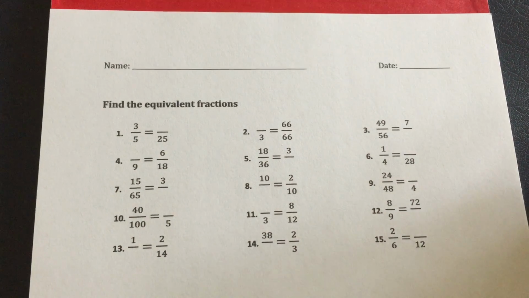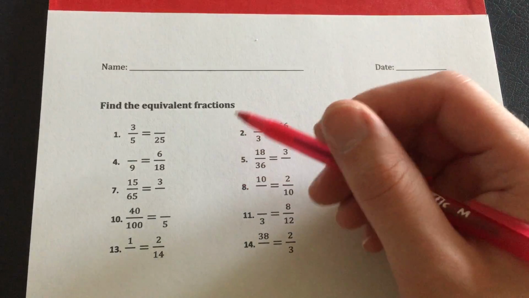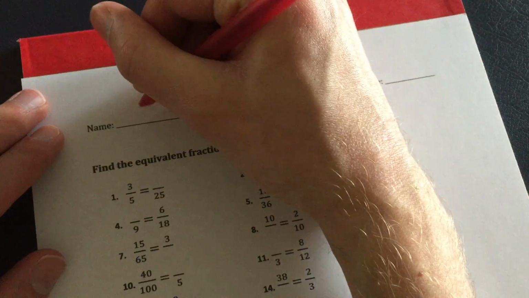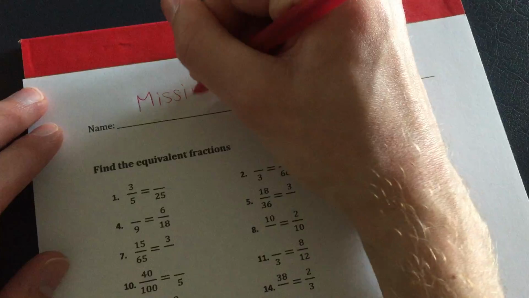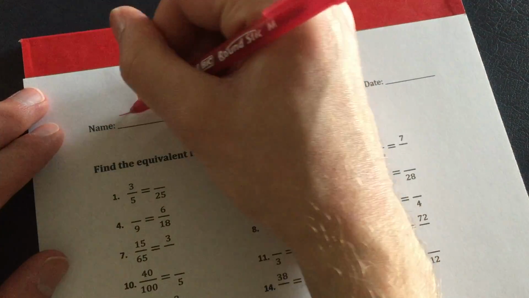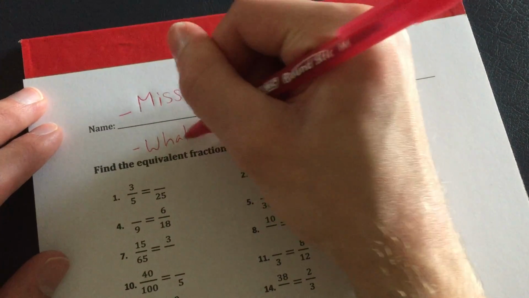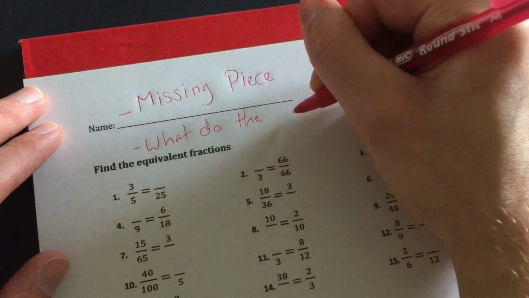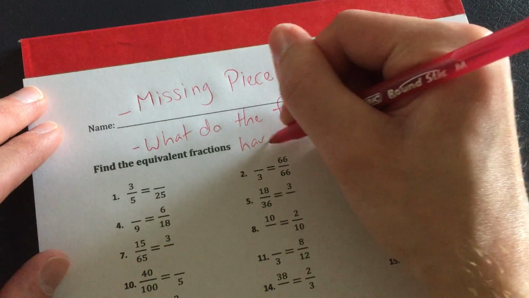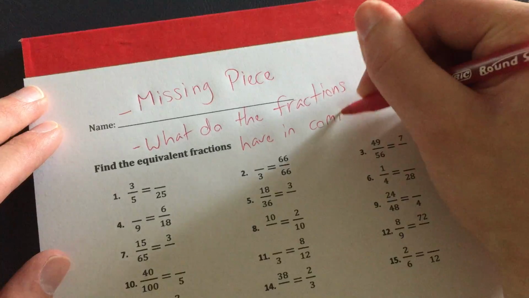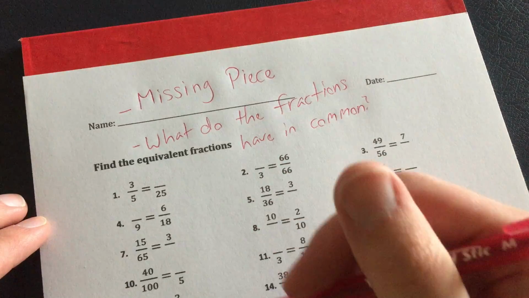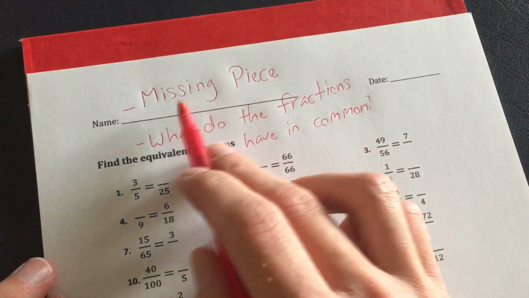With all of these, when it comes to equivalent fractions, the thing that we are trying to figure out is what is the missing piece. Okay? And I'm going to write that right up here. Missing piece. And what things have in common. What do the fractions have in common? And that's going to come into play a little bit later with our simplifying fractions. But for right now, we are looking for the missing piece.